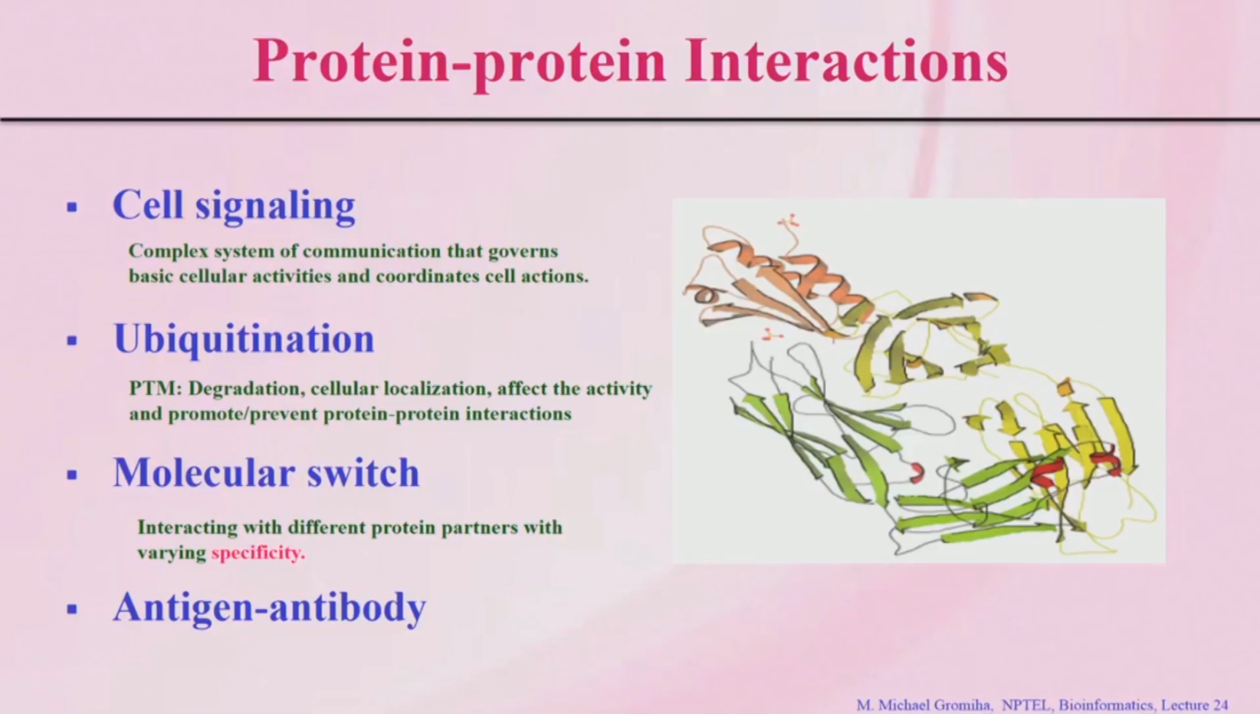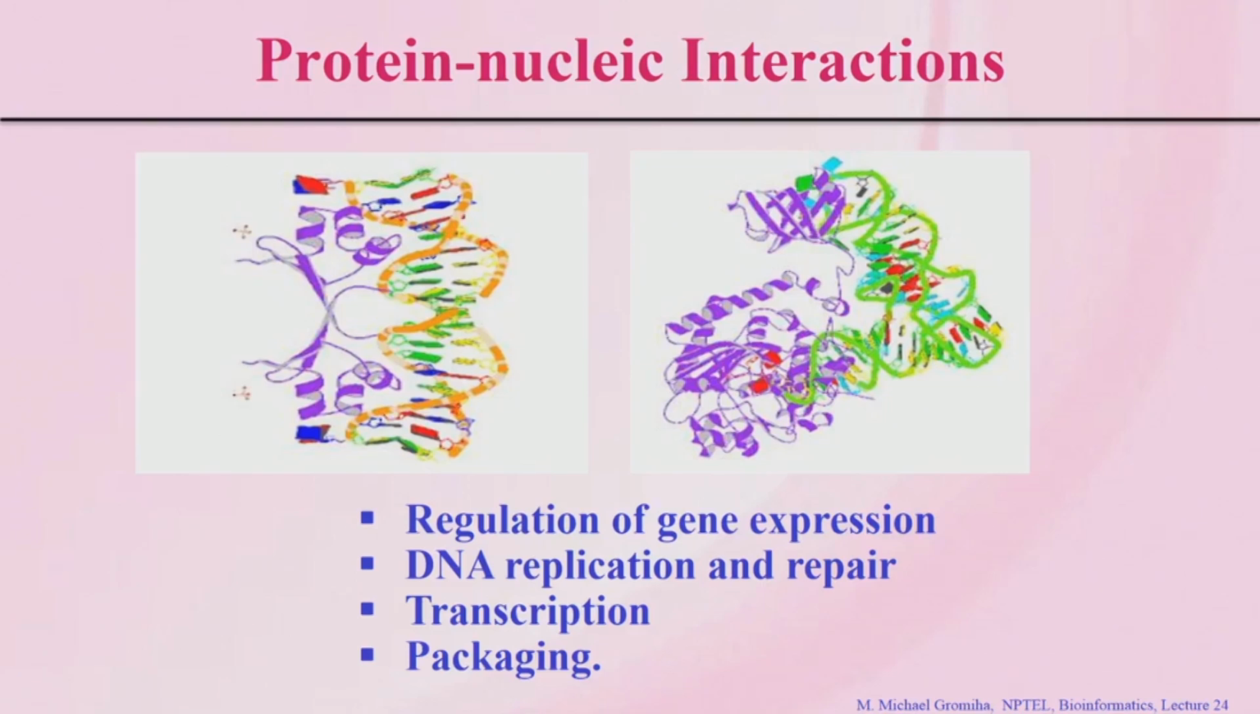Likewise, antigen antibody interactions are mostly part of the immunological process. You can see the interaction between the antigen and the antibody, for understanding and fighting invading bacteria and viruses, fine. Likewise, protein nucleic acid interactions are important for the regulation of gene expression, DNA replication and repair, also transcription, packaging and so on.